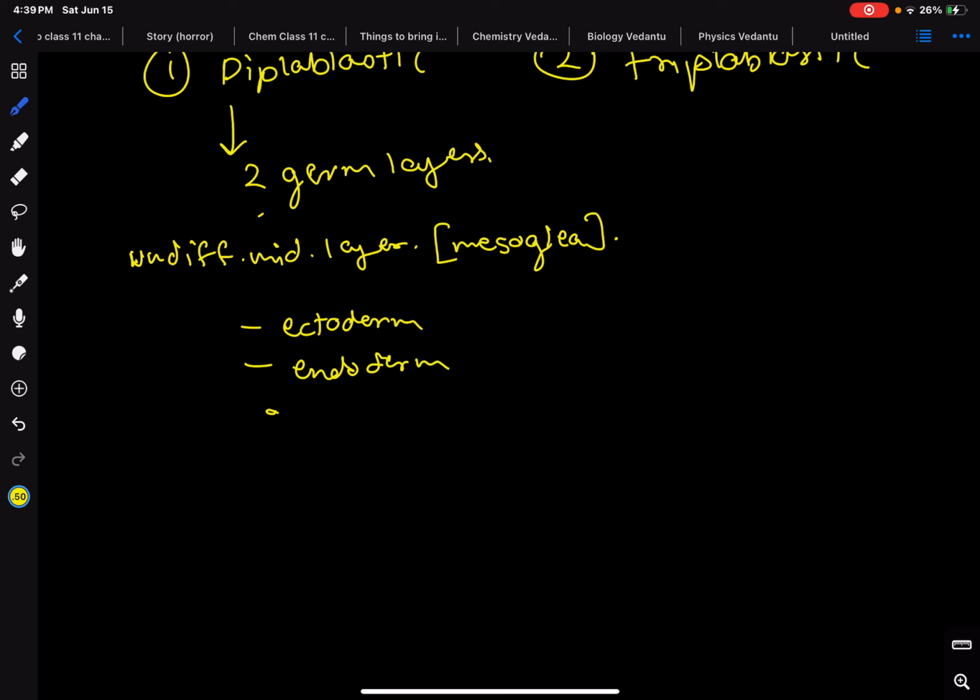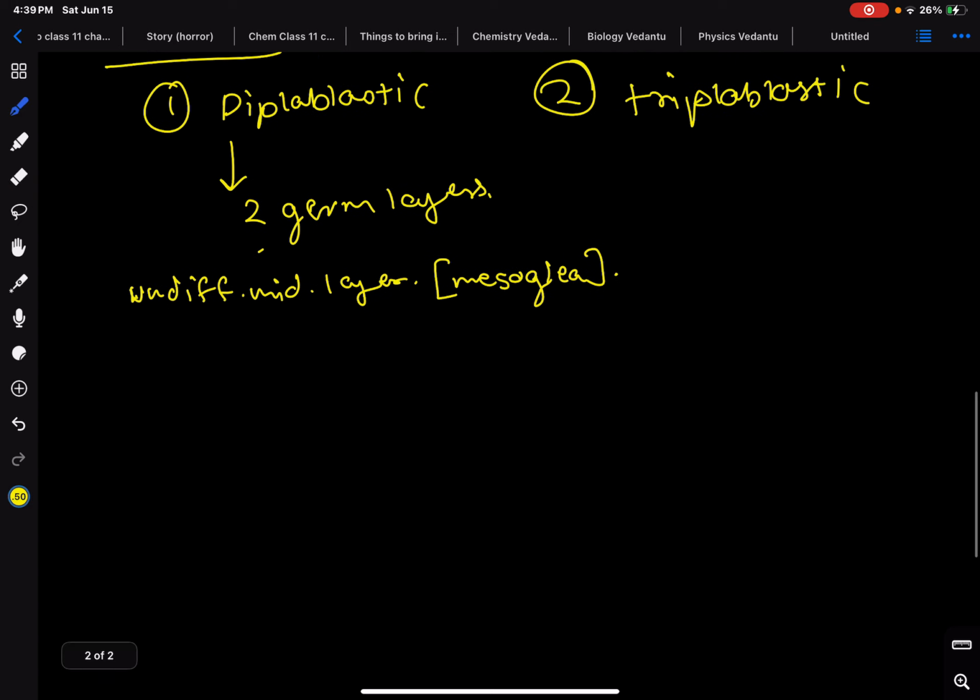The innermost one, and the middle one is known as the mesoderm, from which the notochord is derived. We will talk about this later. So triploblastic have three germ layers, which is the endoderm, ectoderm, and the mesoderm, whereas diploblastic only has the endoderm and ectoderm and has a mesoglea.